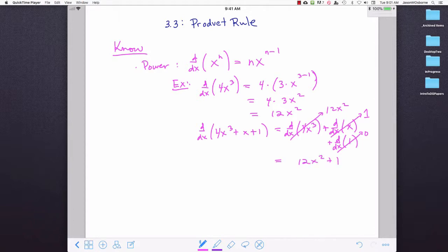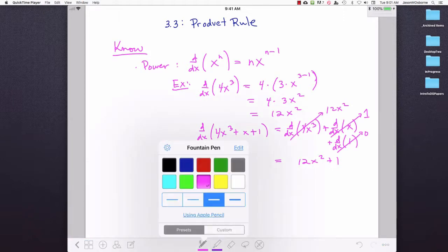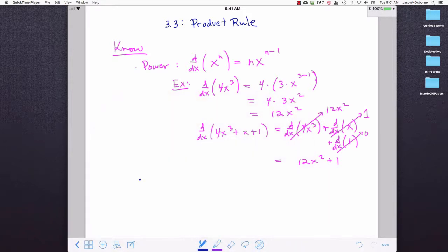So that's what we know about the power rule at this moment, and we're going to extend this to help us answer questions about the product rule. We also know how to take the derivative of exponentials: the derivative of something of the form e to the ax is a e to the ax.